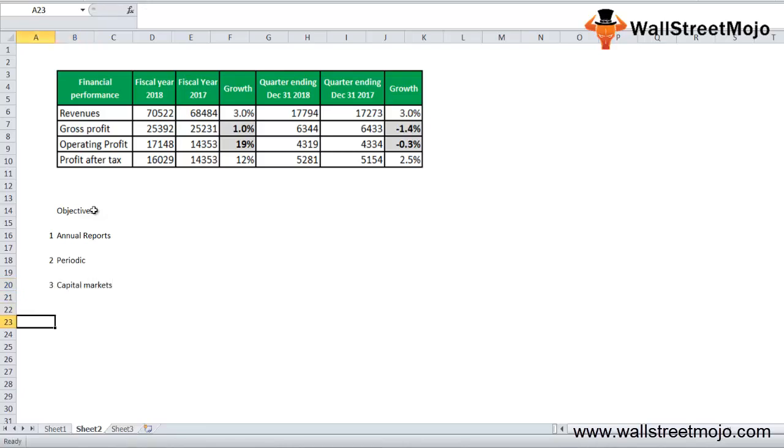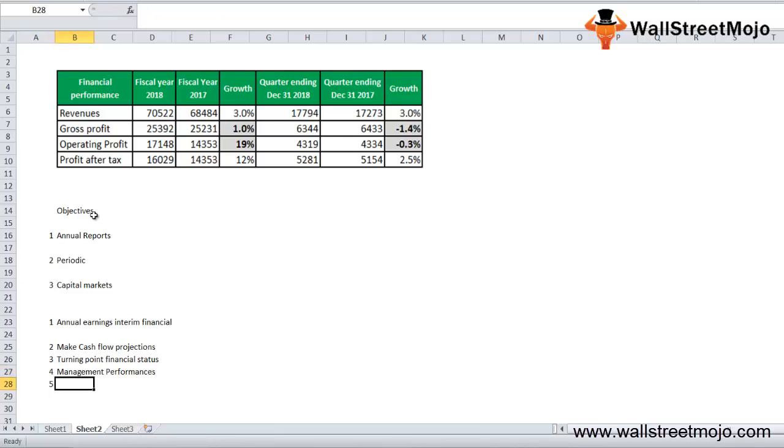Now there are major objectives. Let me run you through them. First is estimation of the annual earnings based on interim financials. Second is to make cash flow projections. Third is to identify the turning points in the firm's financial status. Fourth is to evaluate the management's performance.